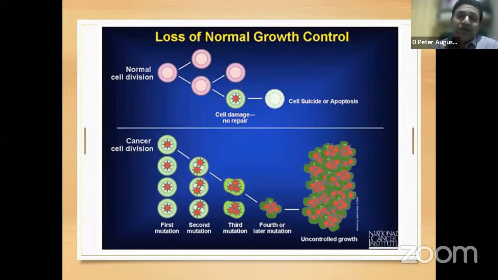That's fine, but the major types will have more impact, and the other types we can call subtypes. So loss of normal growth control leads to cancer, right? The normal cell division goes like that, but you can see in the second part how cancer cell division goes.